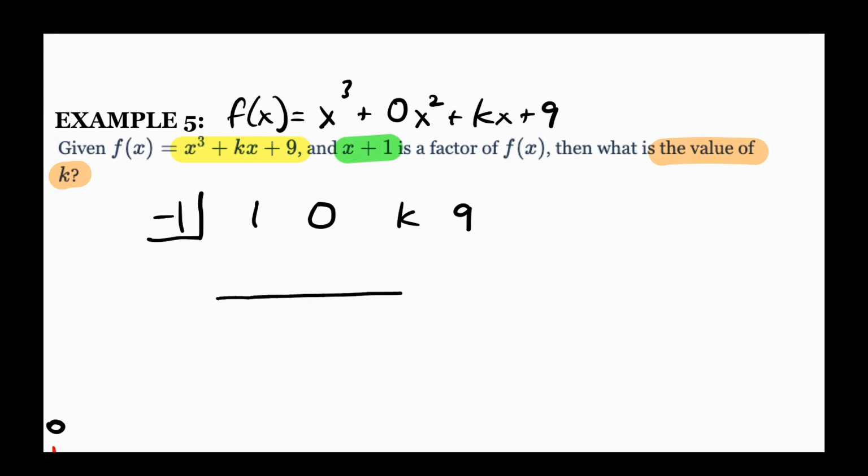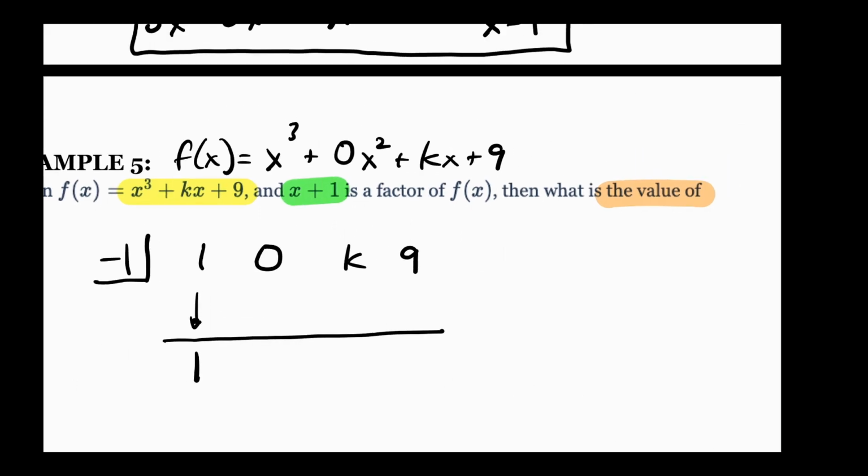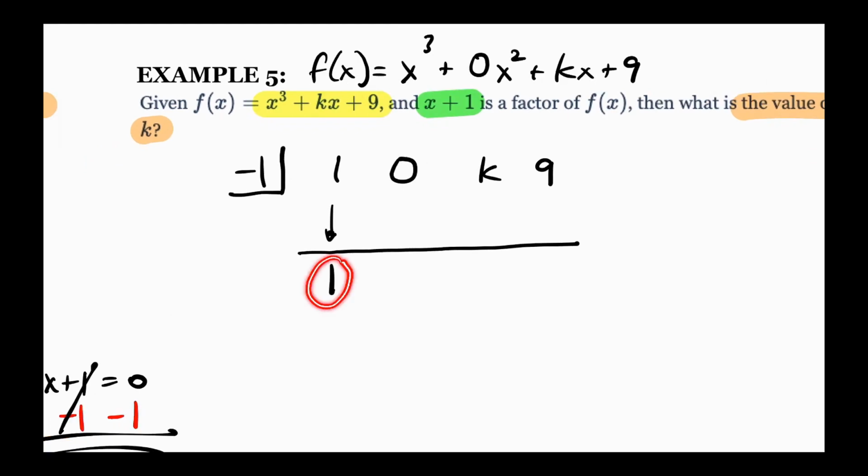All right, so I'm going to put my line down and start doing it. Move down the 1. So I go 1 times -1 equals -1. Add straight down, always add straight down. I get -1. And then I'm going to go -1 times -1, +1. And then I have k plus 1. That's where I run into an issue, right? K and 1 aren't like terms, so I can't add them. So I ran into a roadblock.